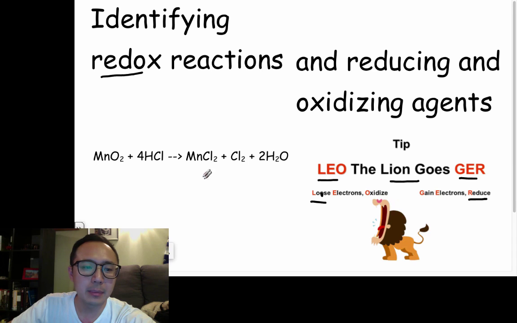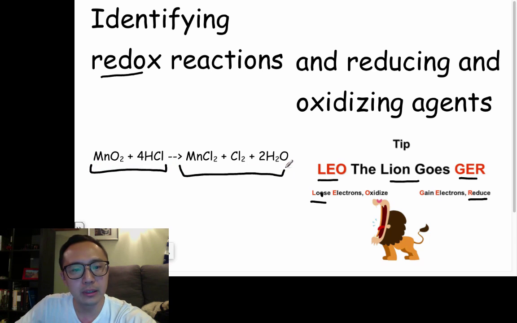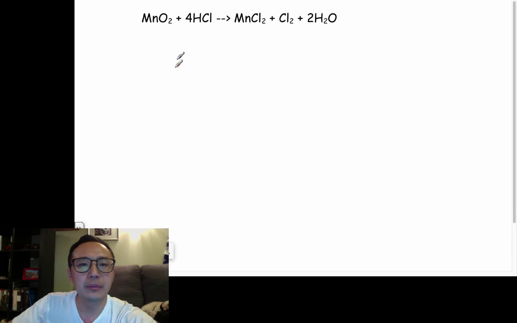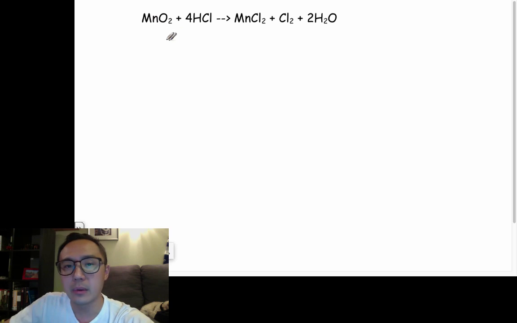So here's an example. Once you have a big reaction, you have to determine, is this a redox reaction, and if so, which one gained or lost electrons? So let's see. First, you have to identify all the oxidation numbers. In this example, you might want to pause it and see if you can identify the oxidation numbers.